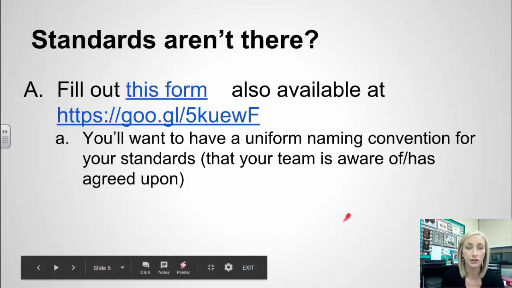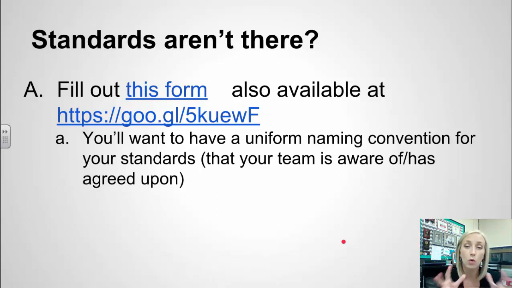So again, if the standards aren't there, make sure that you've looked around, or that they don't look like what you want them to look like. Let's say they're too broad, like they're these huge overarching objectives, and you have one objective for your entire unit test. Well, that's not good. You want to put in your I can statements.